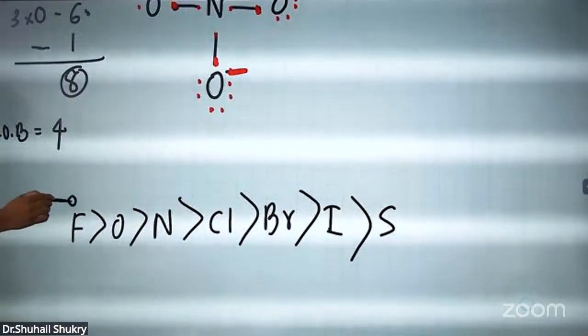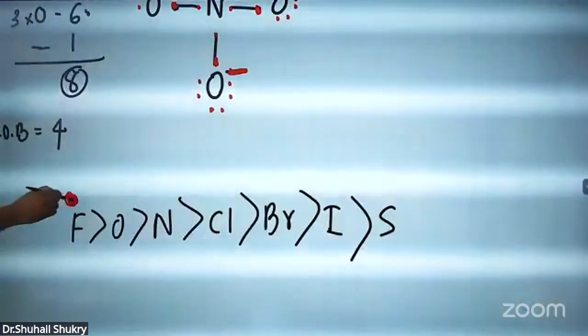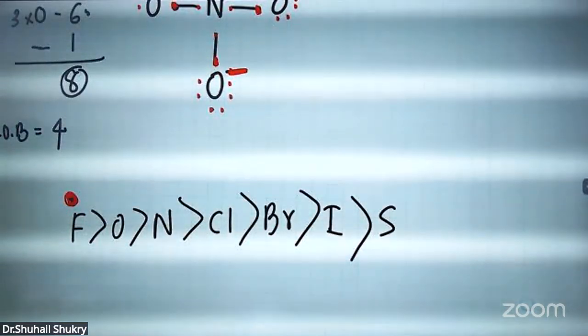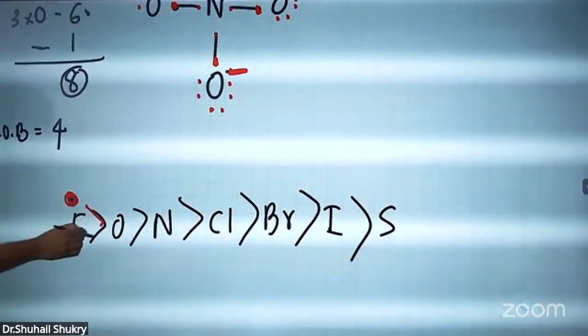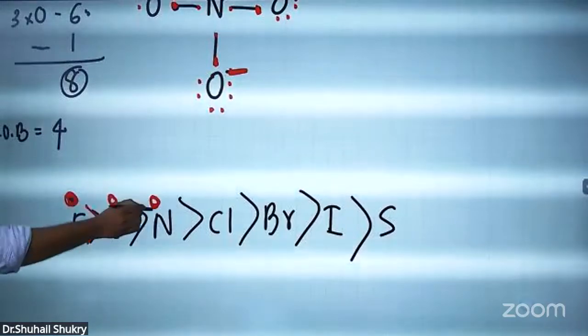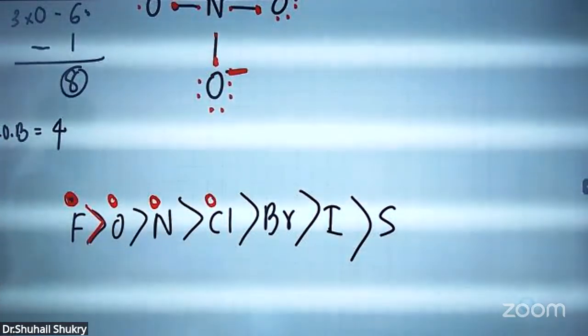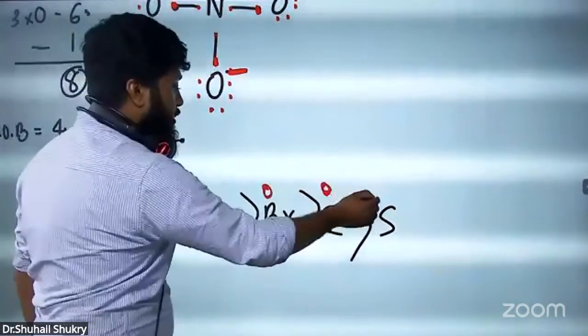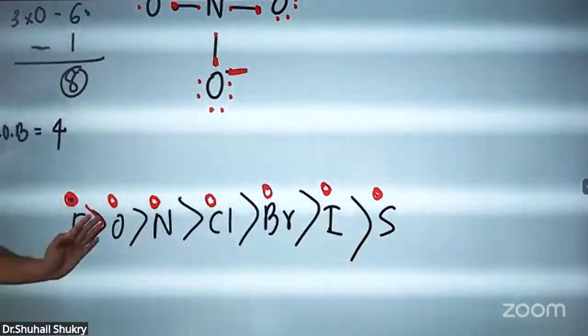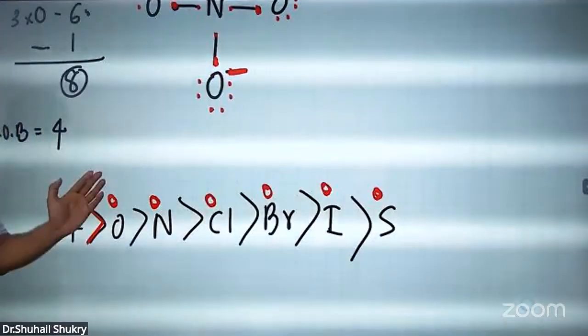Any doubt? You can ask. Yeah, fluorine only has the highest electronegativity. I have given the order. Fluorine highest, second oxygen, third nitrogen, fourth chlorine, fifth bromine, sixth iodine, seventh sulfur. This is the order, right?